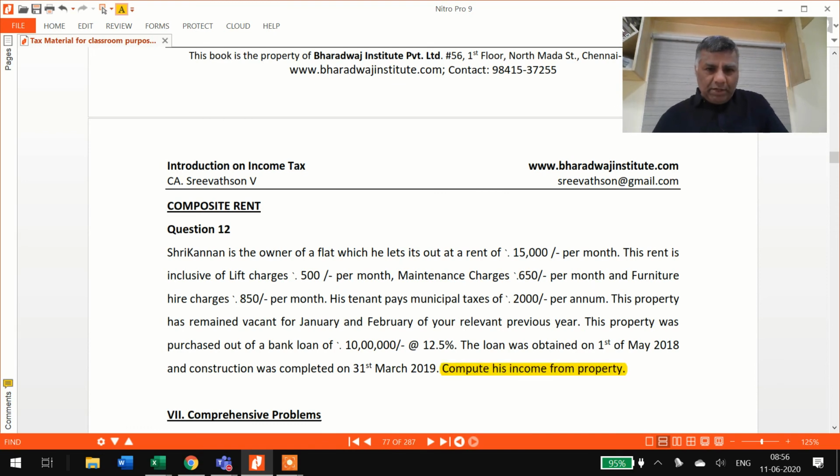The tenant pays a municipal tax of 2,000. The property has remained vacant for Jan and Feb of the year. The property was purchased out of a bank loan of 10 lakh at 12.5%. The loan was obtained on 1st May and the construction was completed on 31st March 2019. Please assume that nothing is repaid in the loan. Compute IHP.